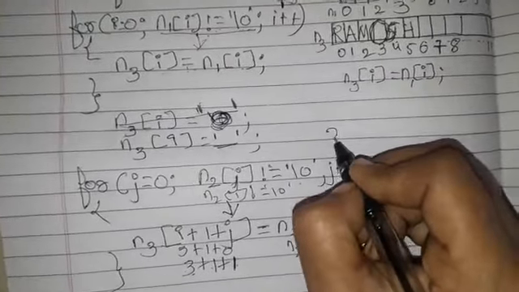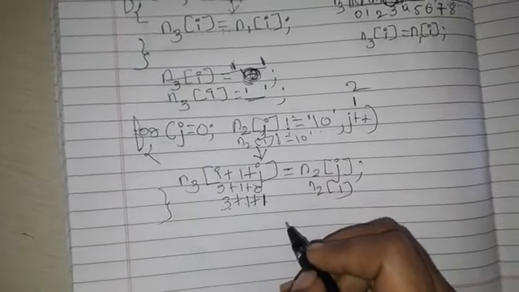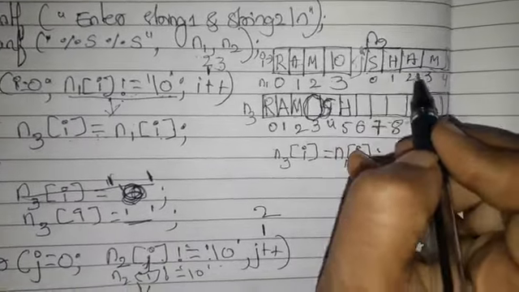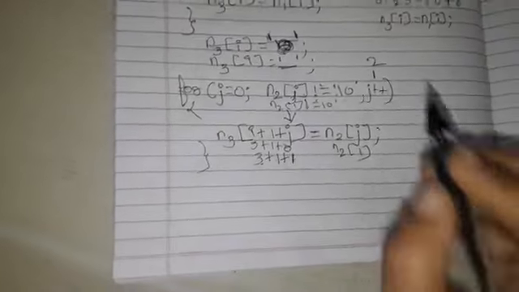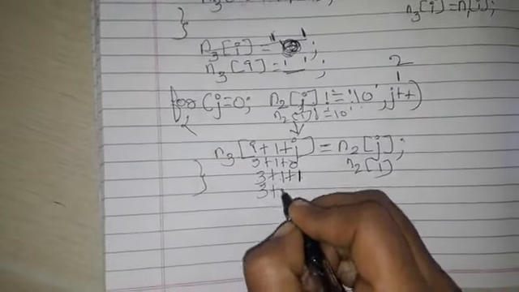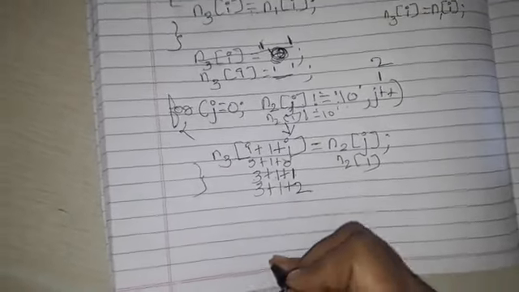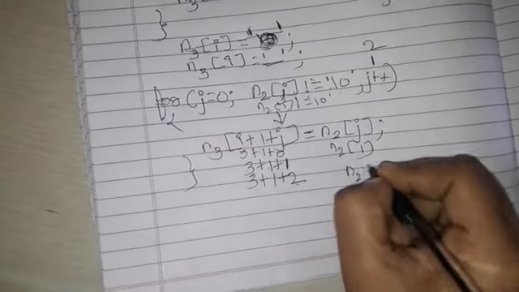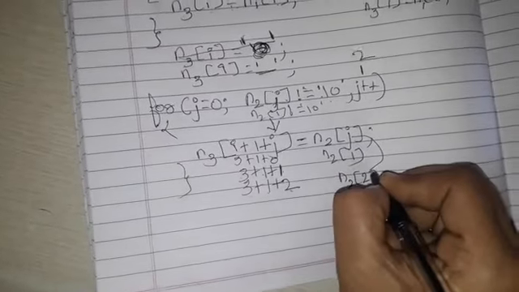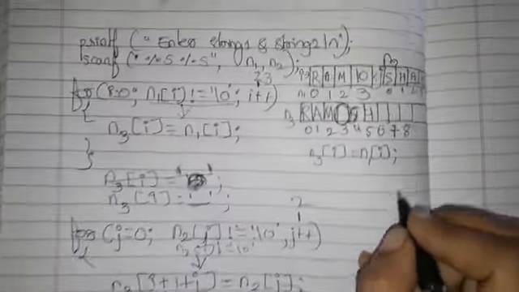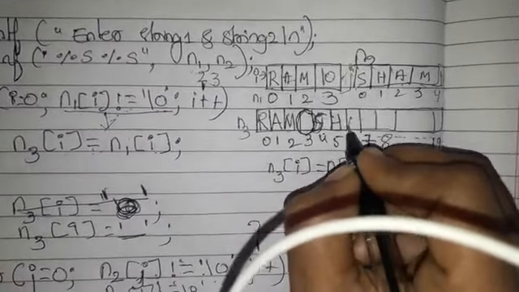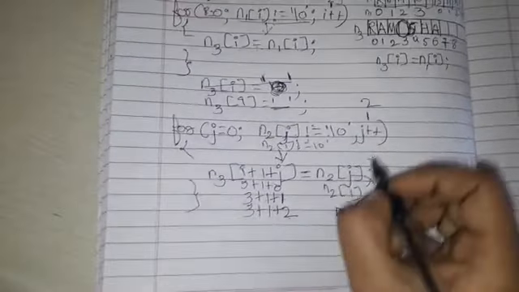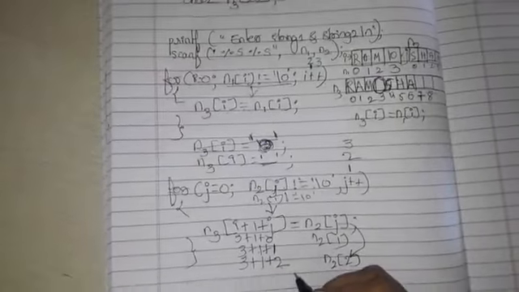Next j plus plus, it will become 2. n2 of 2 is not equal to null. What is n2 of 2? It is a. a is not equal to null. Yes, it is true. It will come inside. n3 of 3 plus 1 plus, what is the present value of j? It is 2. 3 plus 1 plus 2, it is 6. n3 of 6 is equal to n2 of 2. What is n2 of 2? It is a. So successfully I have got a at n3, because I am doing n3 of i plus 1 plus j. Again j plus plus, it will become 3.